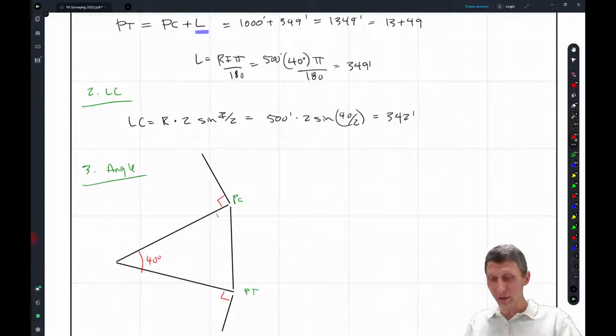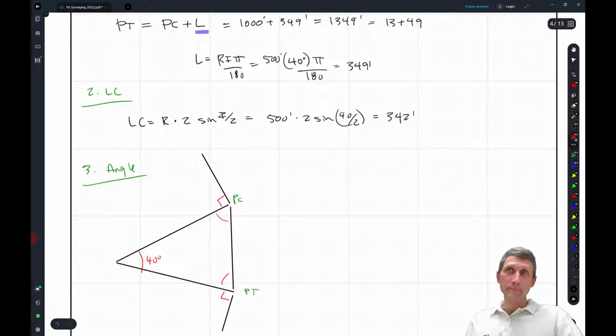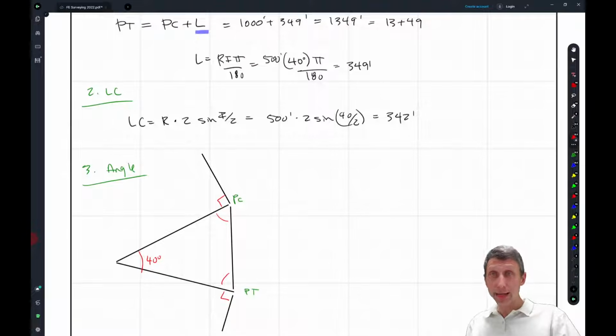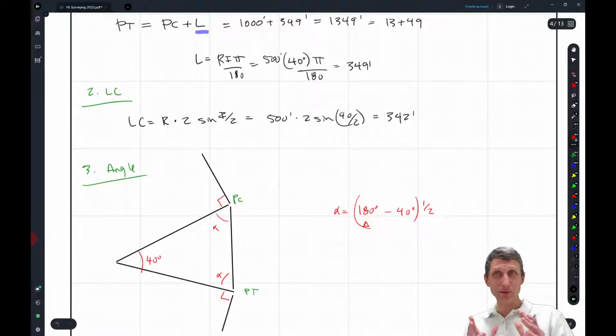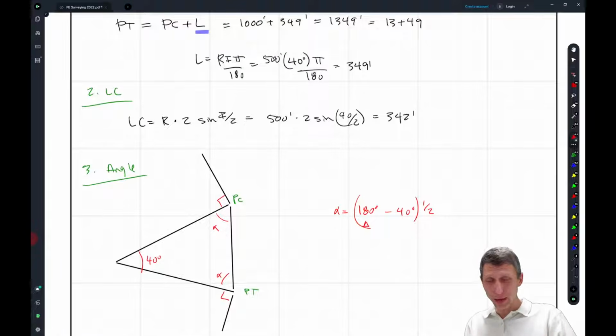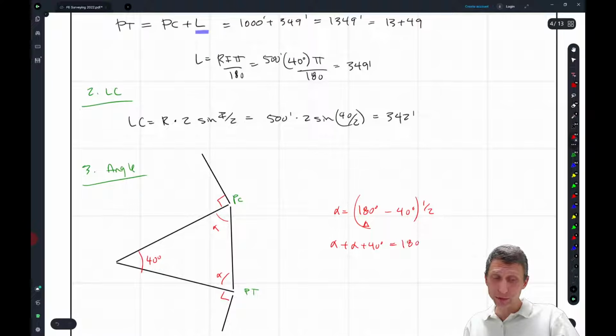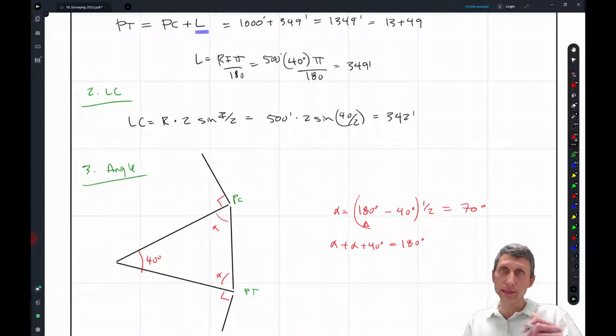This is an isosceles triangle, right? So what are these two angles? Well, what's left? It's going to be 180 minus 40, times 1/2. Let me just call this angle alpha. Alpha equals 180 degrees, that's for the triangle, minus 40 degrees, times 1/2. Does that make sense? If you add up alpha plus alpha plus 40 degrees, that has to equal 180 degrees. So this is just basic geometry. What we get here is alpha equals 70 degrees. So 140 divided by 2 is going to be 70 degrees.